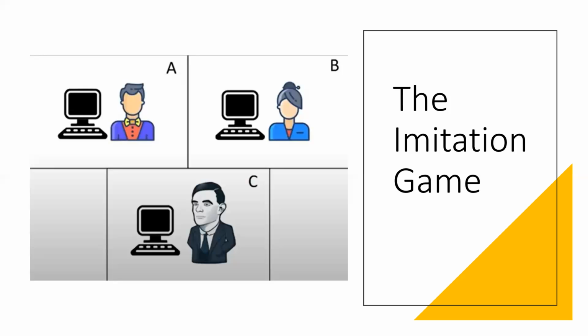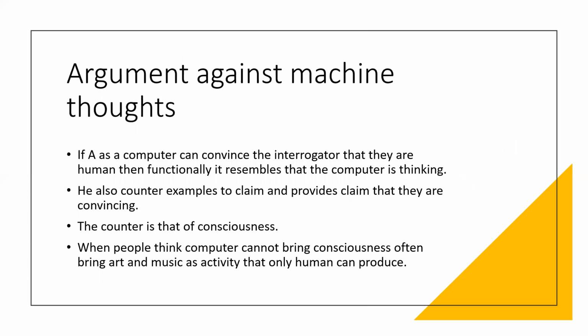and in such a scenario will the interrogator decide wrongly? So this leads us to the question, can machines think? Since Turing first started with the question can machines think, he then replaced it with a question that leads to a similar question. This leads to an argument against machine thought: if A, as a computer, can convince the interrogator that they are human, then functionally it resembles a computer that is thinking.